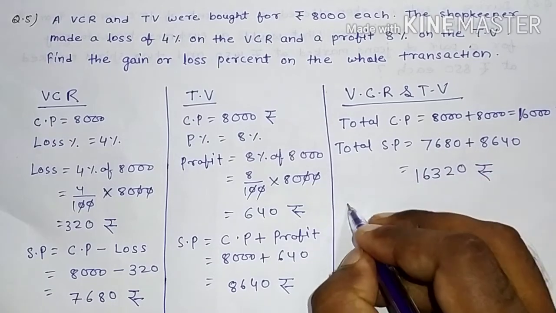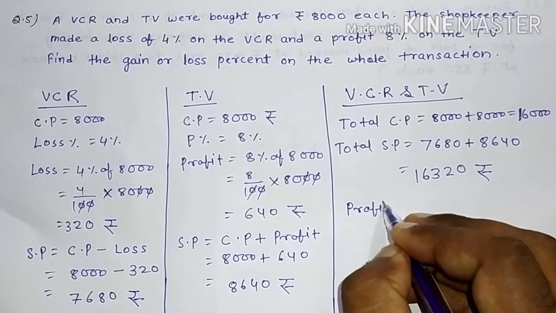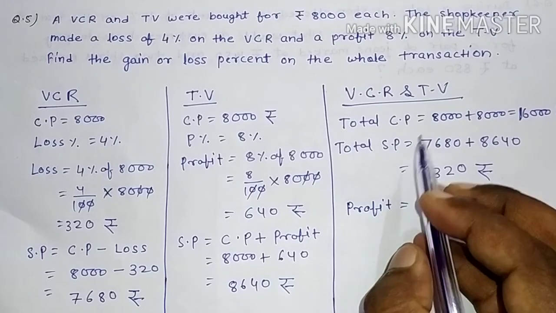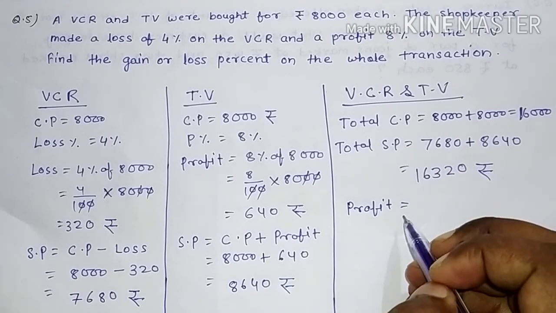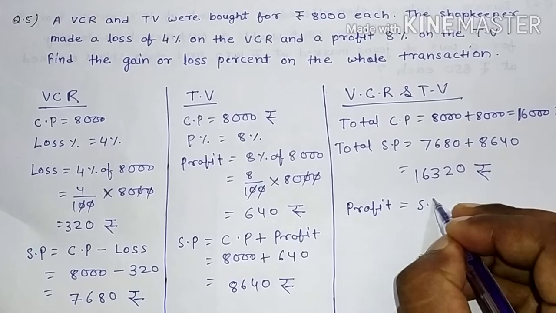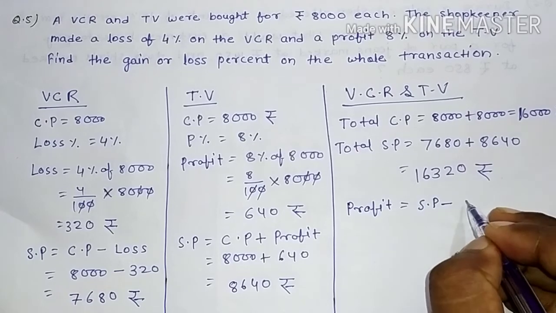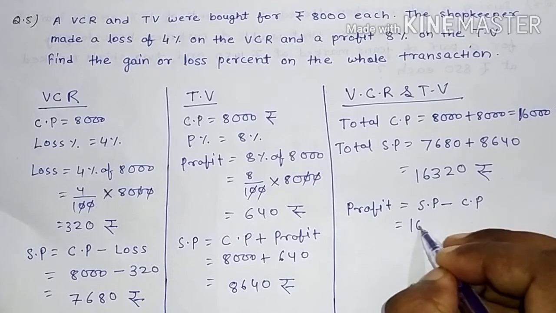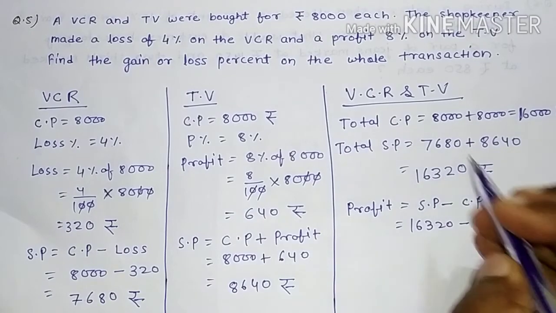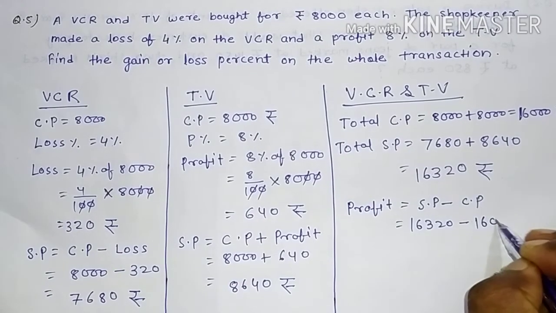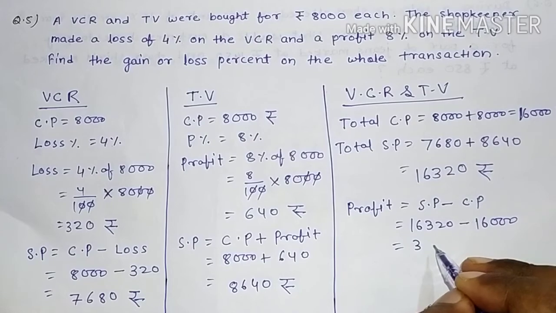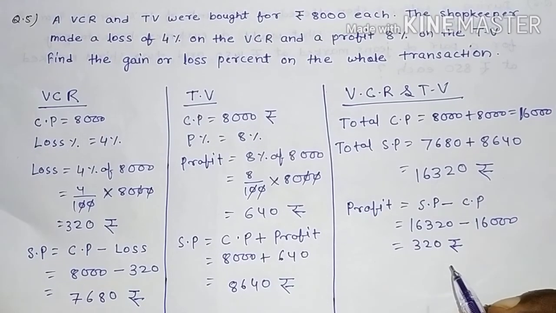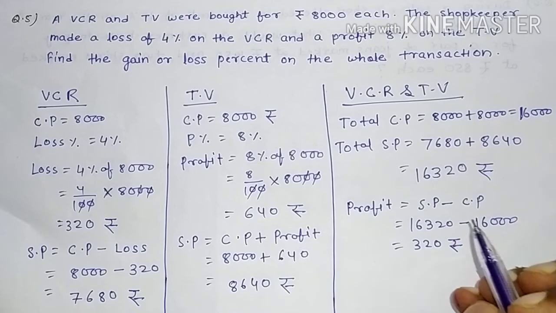So here we have to find profit because SP is greater than CP. So profit equals SP minus CP, total SP minus total CP. So just put the values: total SP is 16,320 minus total CP 16,000. So this equals 320 rupees. So 320 rupees is the profit of the whole transaction.